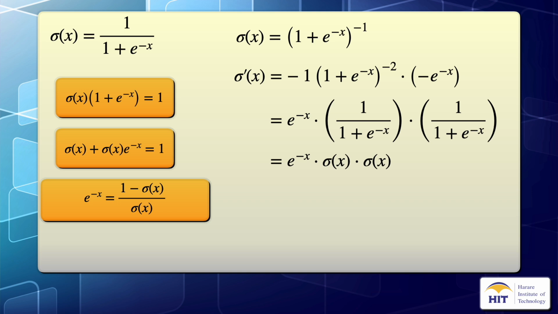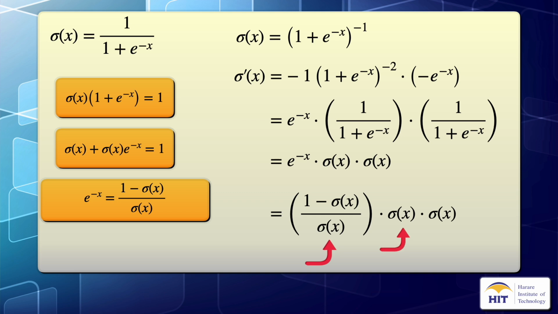So substitute this e^(-x) here, and we would have (1 - sigma(x)) divided by sigma(x) multiplied by sigma(x) times sigma(x). This sigma(x) will cancel out with this sigma(x), so we remain with (1 - sigma(x)) times sigma(x). So that's the derivative of the sigmoid function.